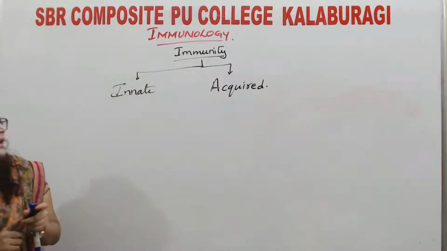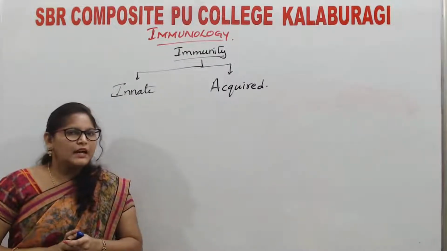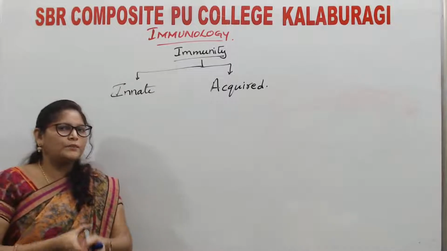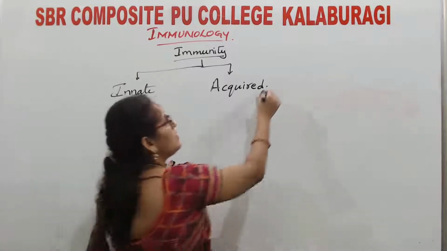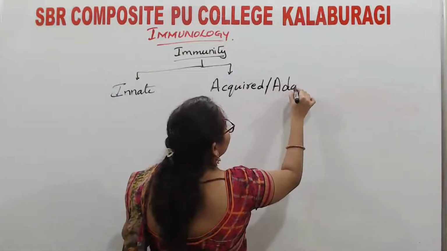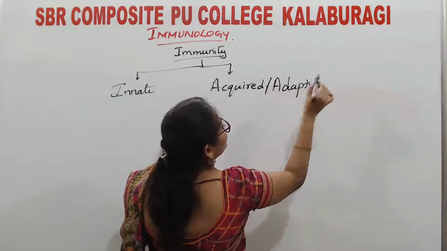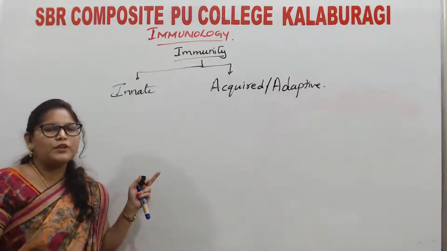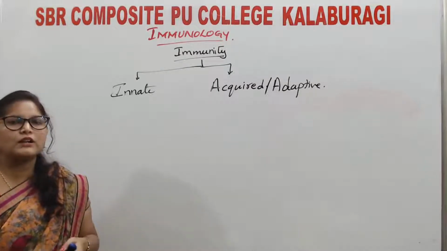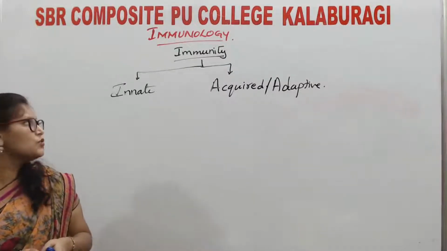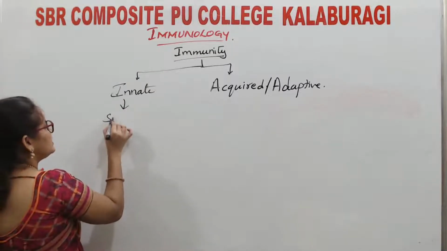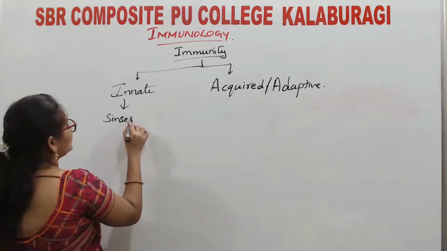Immunity is of two types: innate immunity and acquired immunity, or adaptive immunity. Innate immunity, the immunity present in an individual right from his birth, is known as innate immunity. Since birth.